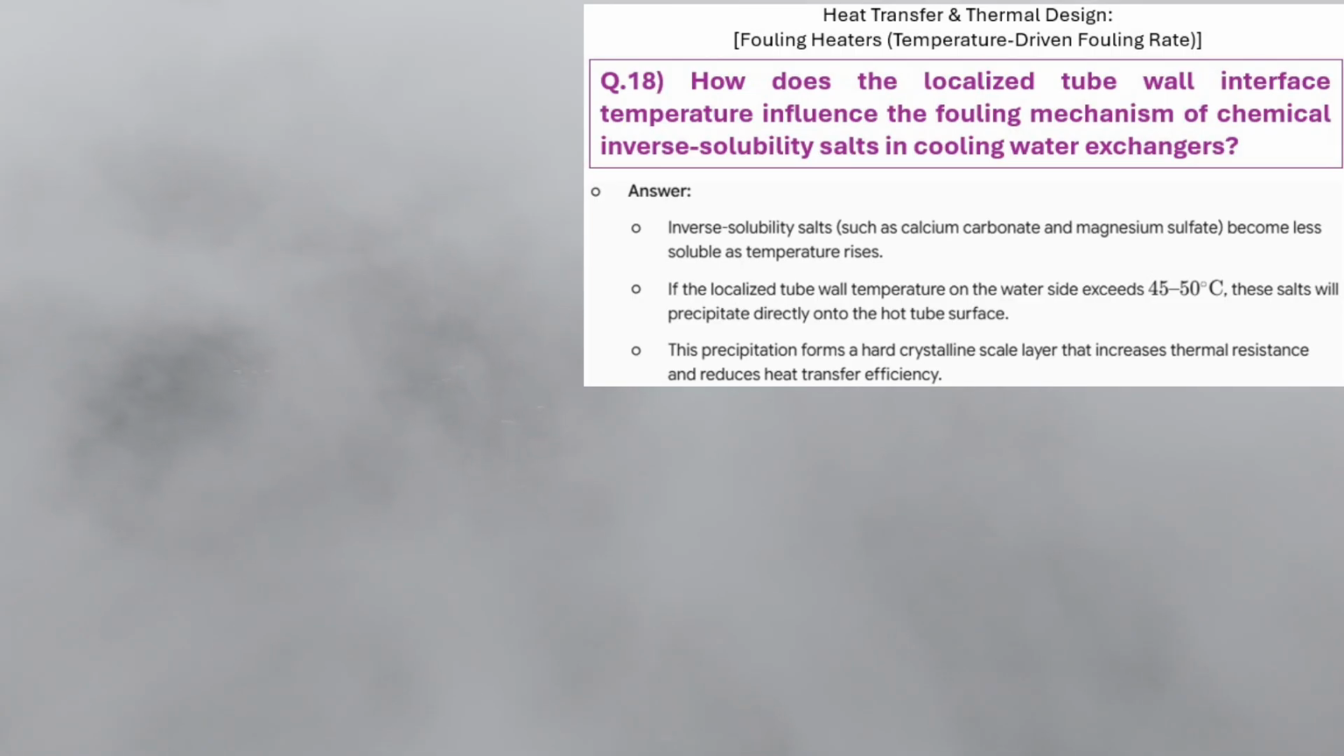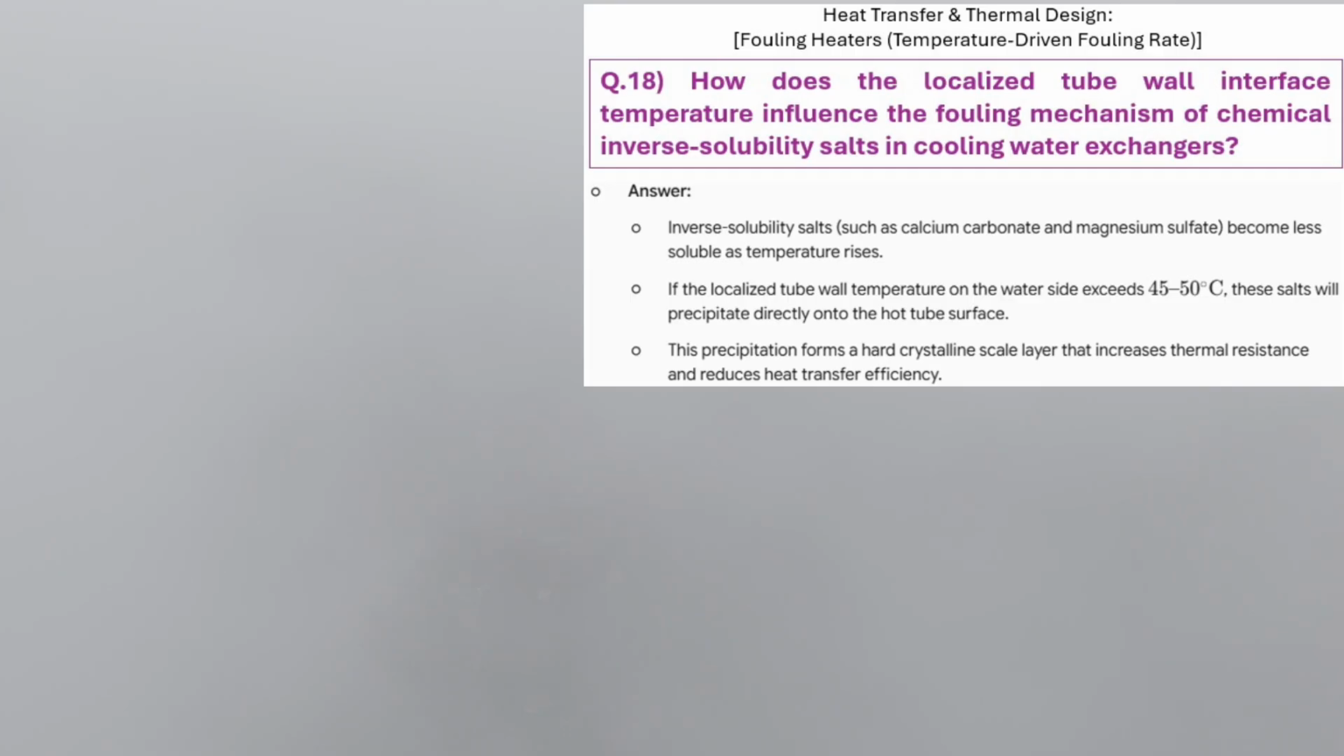What are the non-negotiable design corrections to prevent this? 3 rules. First, always position cooling water on the tube side to control boundary layer geometry. Second, maintain water velocity strictly above 1.5 meters per second to mechanically shear scale away before it bonds. And third, artificially control the hot side thermal driving force by regulating the heat flux, keeping the localized calculated wall temperature strictly below the 45-degree limit.